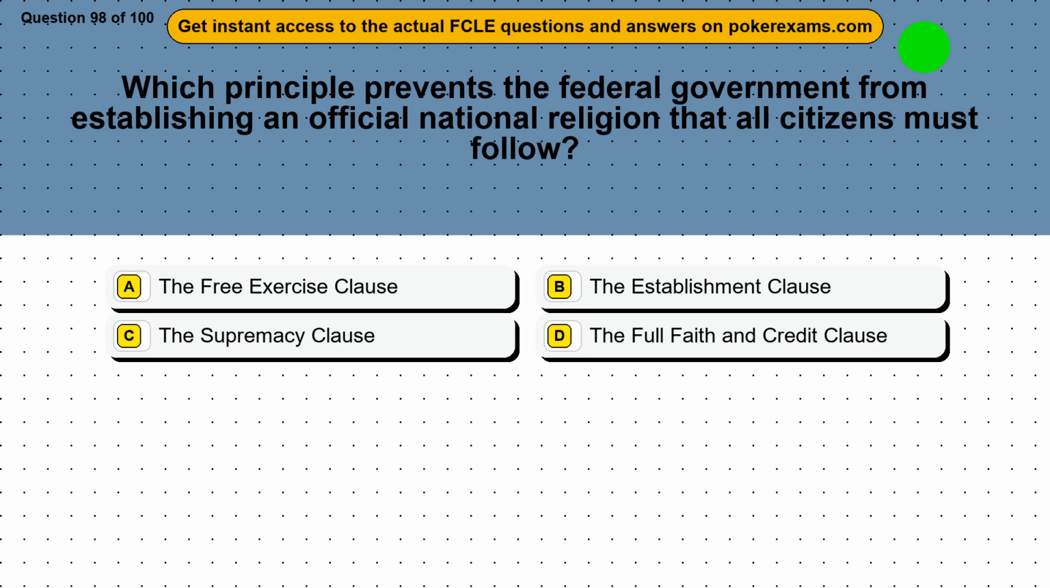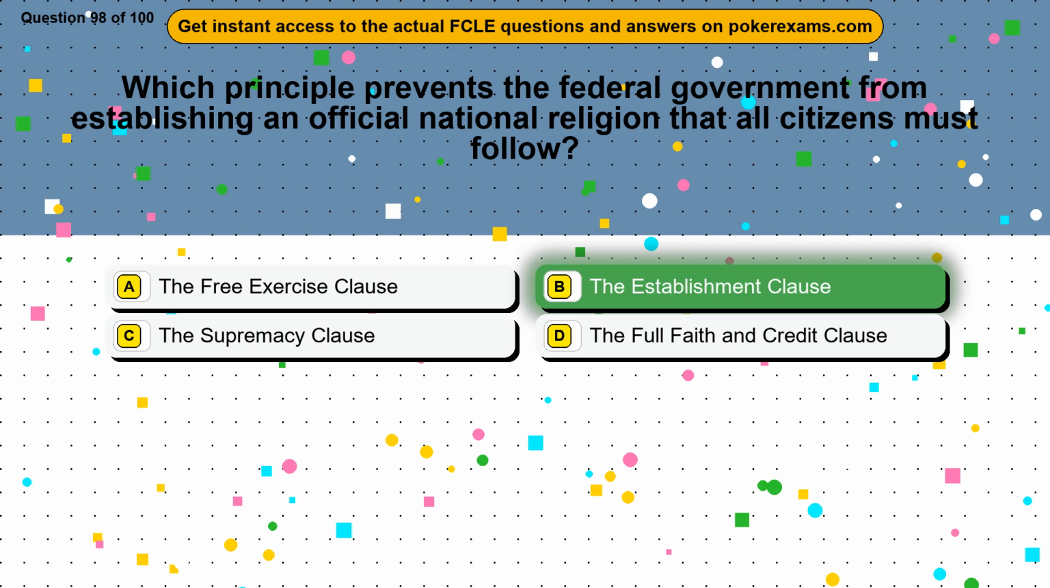Question 98. Which principle prevents the federal government from establishing an official national religion that all citizens must follow? Option A, the Free Exercise Clause. Option B, the Establishment Clause. Option C, the Supremacy Clause. Option D, the Full Faith and Credit Clause. The correct answer is option B, the Establishment Clause.